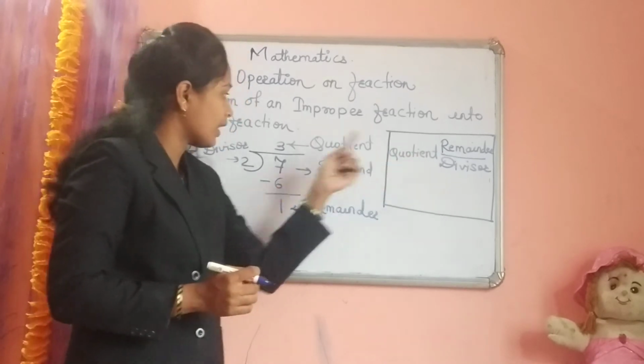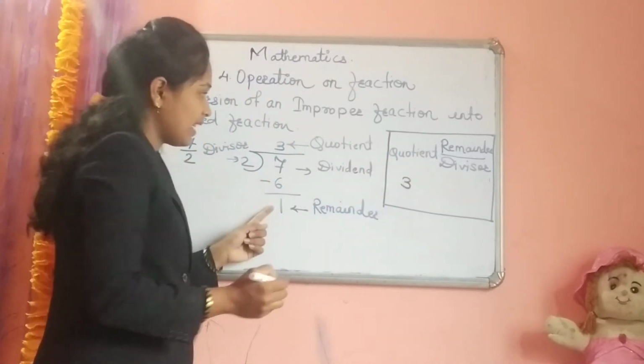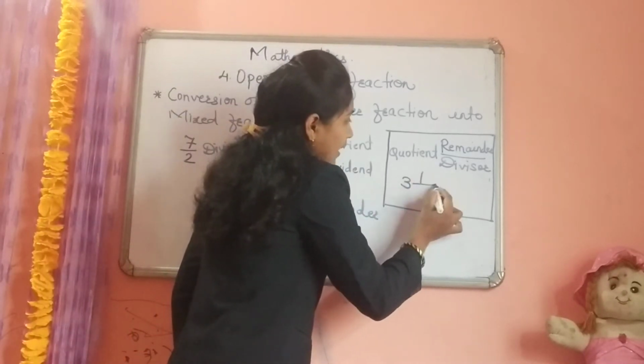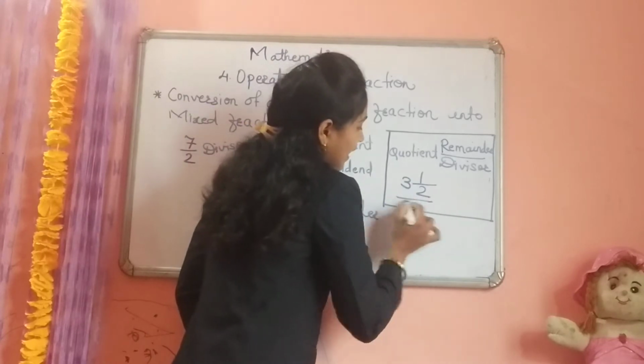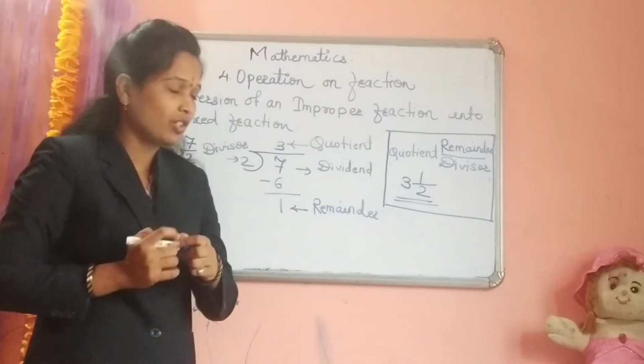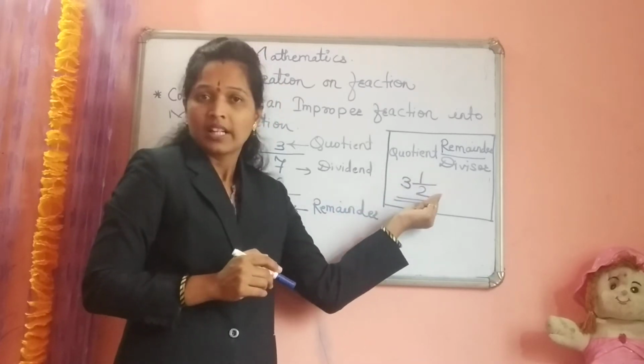What is the quotient? Quotient is 3. What is the remainder? Remainder is 1. And what is the divisor? Divisor is 2. So in this way we have to write down mixed fraction. This is called as mixed fraction, that is quotient, remainder, divisor.